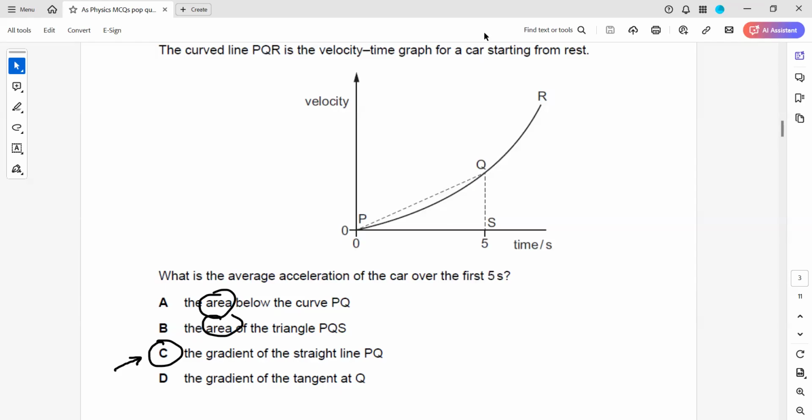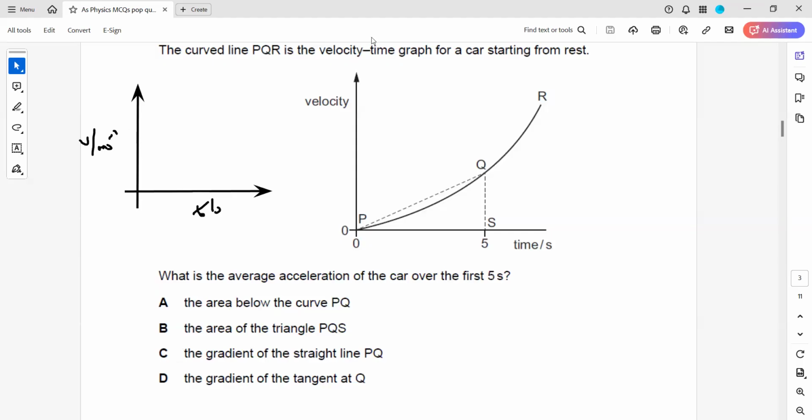If we have a velocity time graph and it is a straight line, straight line means the acceleration is constant. So whenever constant acceleration is there, if I work out the average acceleration or the instantaneous acceleration, meaning acceleration at a specific point, at point 1 or point 2, I'll get the same answer. So whenever there's a straight line, the average acceleration and instantaneous acceleration are the same thing.